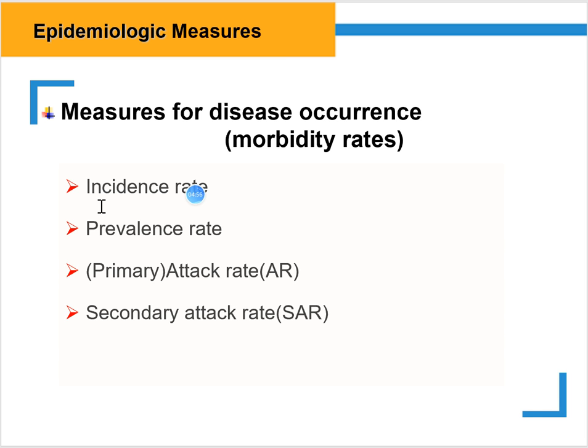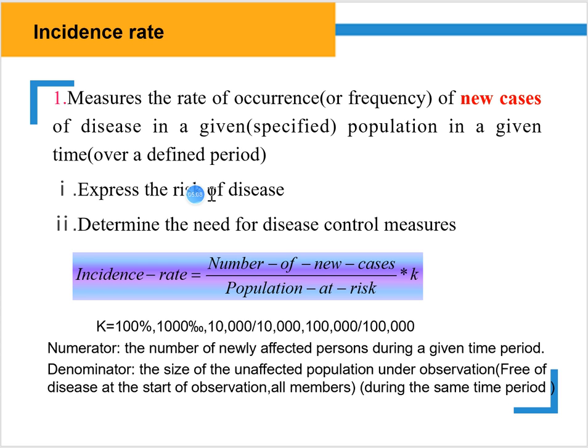There are 4 measures commonly used to describe disease occurrence: incidence rate, prevalence rate, attack rate, and secondary attack rate. First, incidence rate measures the rate of occurrence or frequency of new cases of disease in a given population in a given time. It can be used to express the risk of disease and determine the need for disease control measures in population.